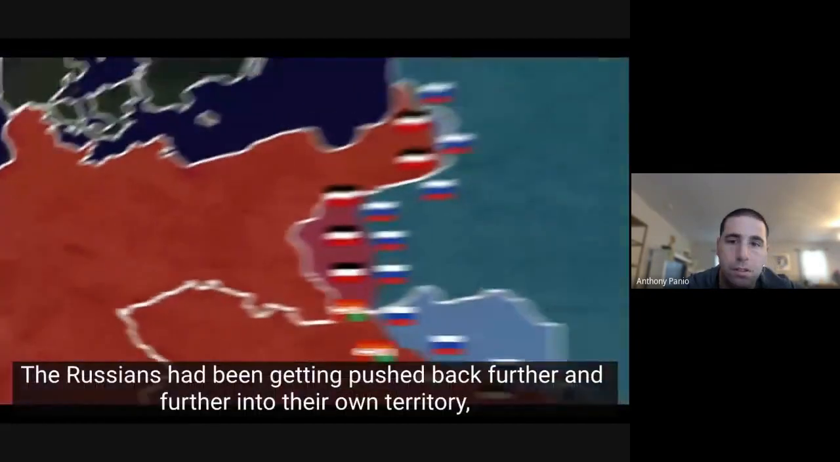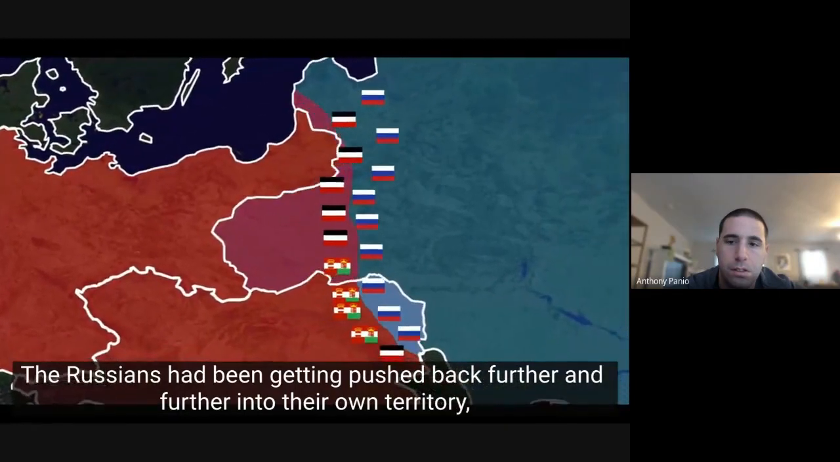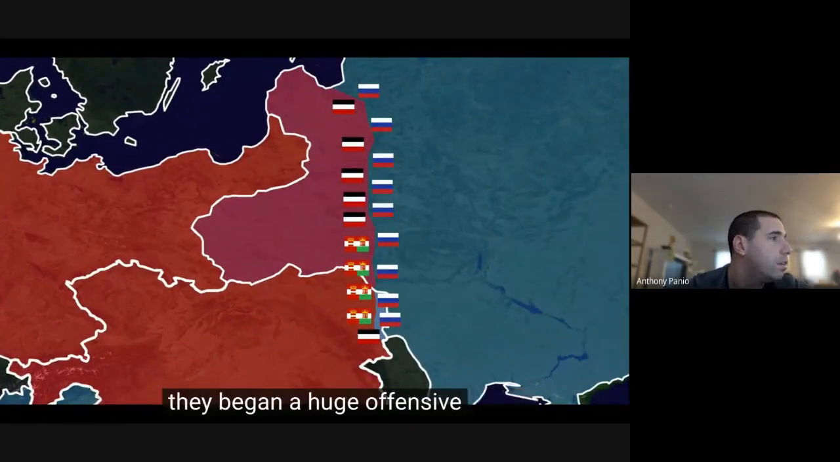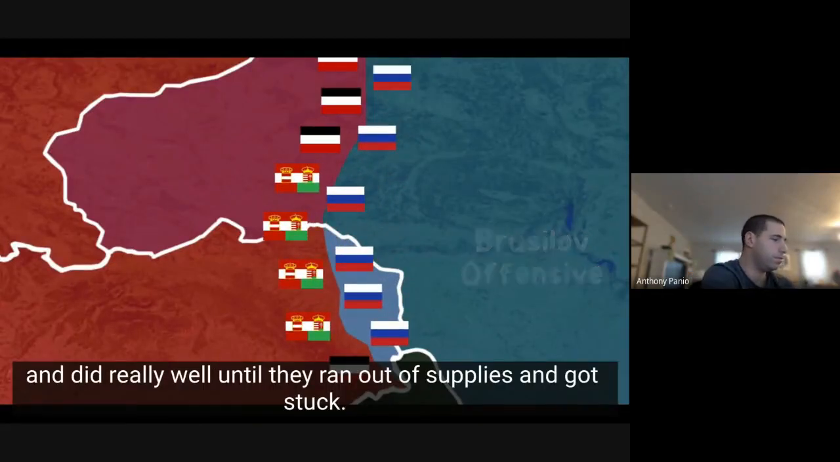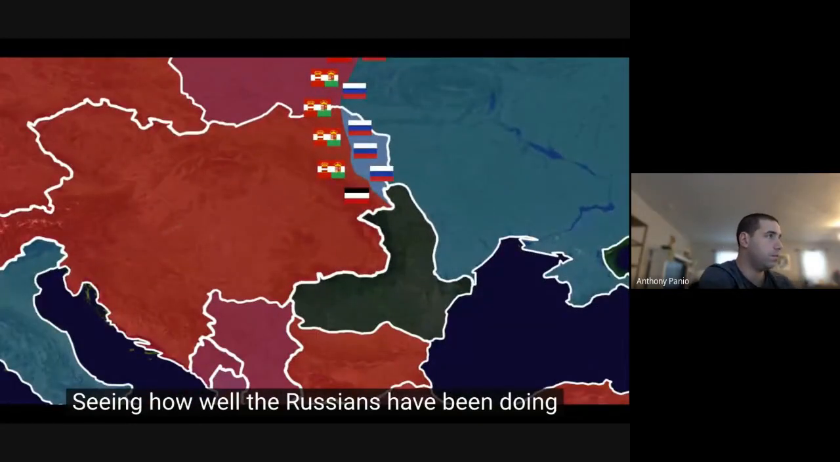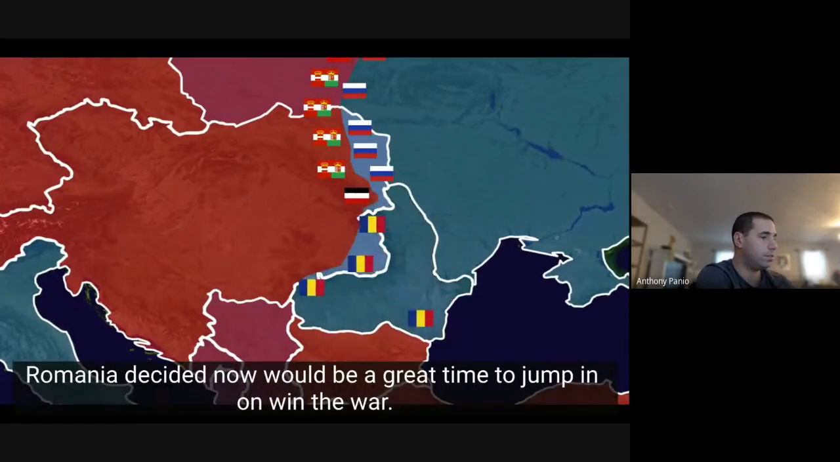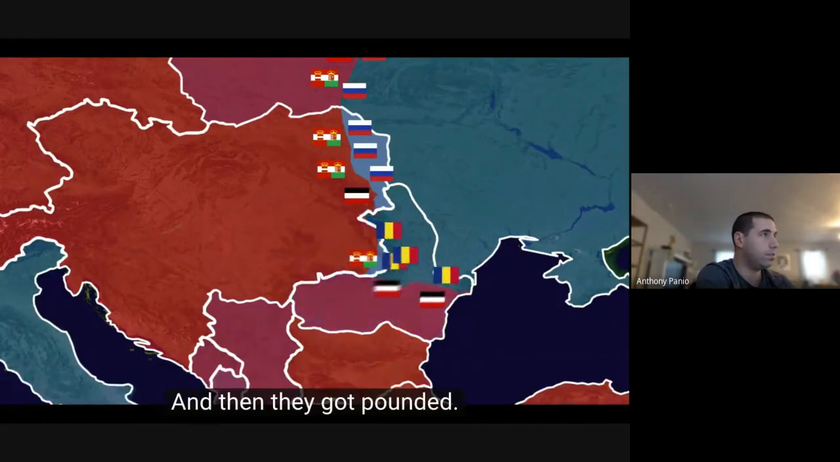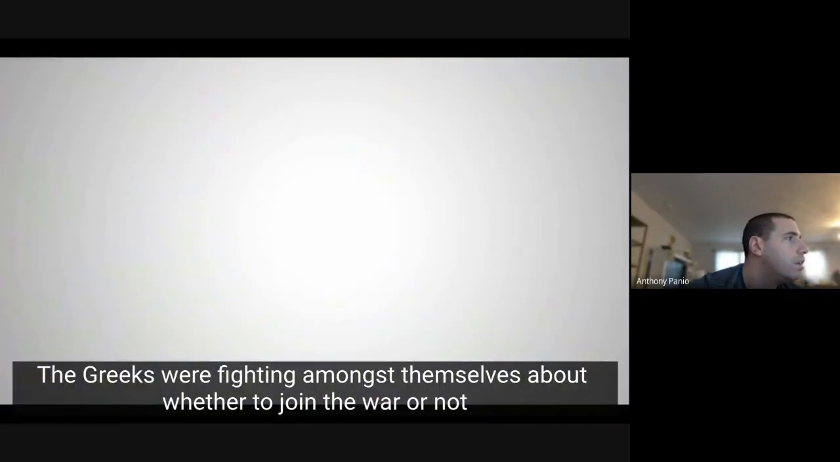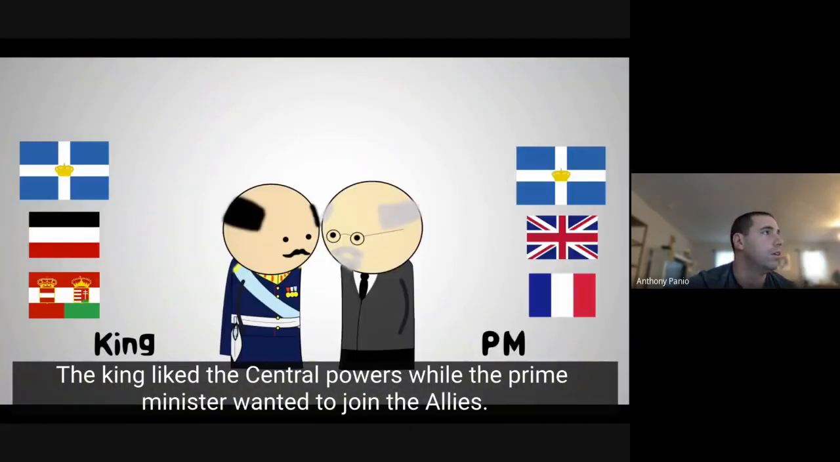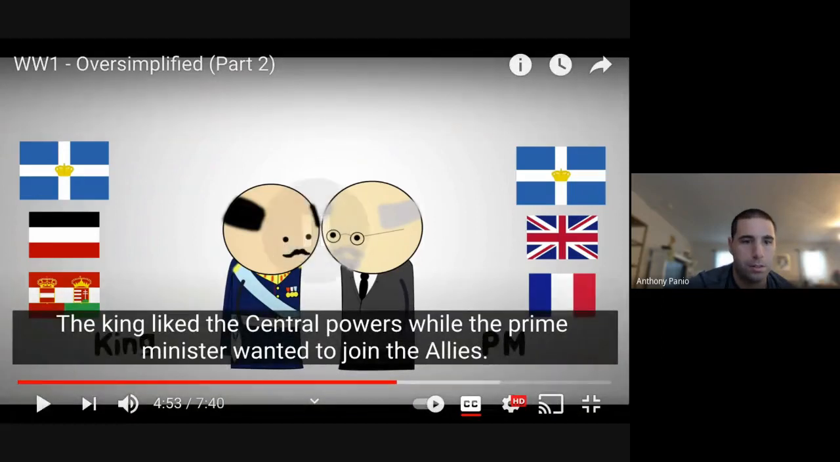The Russians had been getting pushed back further and further into their own territory, but in response to the French call for help, they began a huge offensive, and did really well until they ran out of supplies and got stuck. Seeing how well the Russians had been doing, Romania decided now would be a great time to jump in and win the war, and then they got pounded. The Greeks were fighting amongst themselves about whether to join the war or not. The king liked the Central Powers, while the Prime Minister wanted to join the Allies.